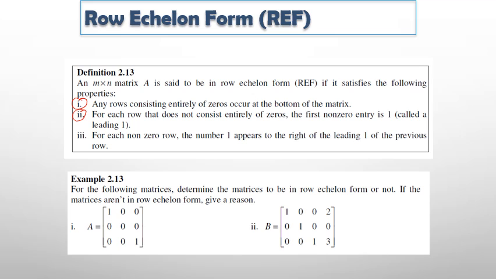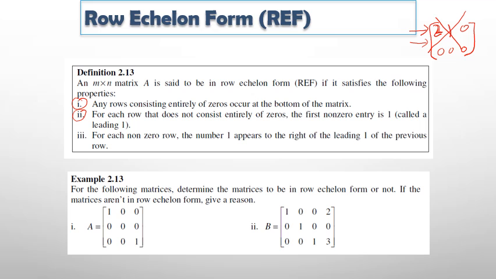So meaning if this is a matrix, you look from the left. It's 0, 0, 0, and if there is an all-zero row, it should be at the bottom. Here you should see the number 1 first. You cannot see the number 2 and then 1. It must be the number 1 first. If it's 2, then it's not REF. You must see 1 first when you look from the left for each row.